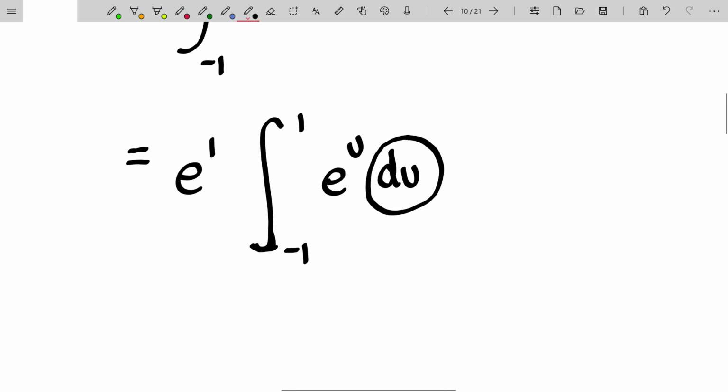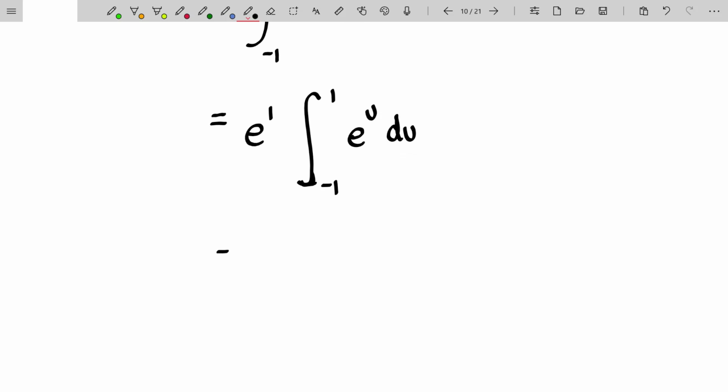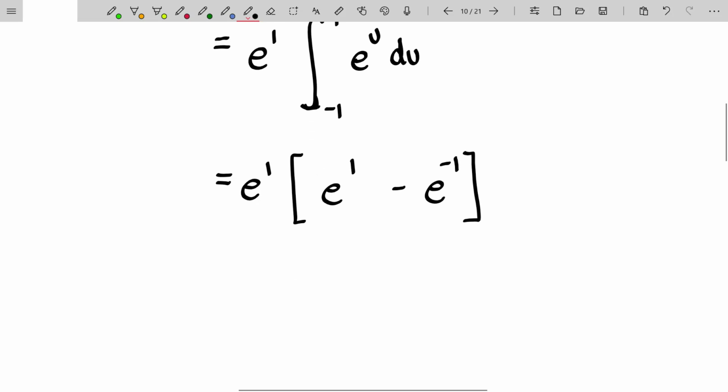Anyhow, what would you take the derivative of to get e to the u? In other words, what is the antiderivative of e to the u? It is e to the u, right? That's what you would take the derivative of. And so you would evaluate that e to the u at 1 minus evaluate that e to the u at -1. And this is the result.